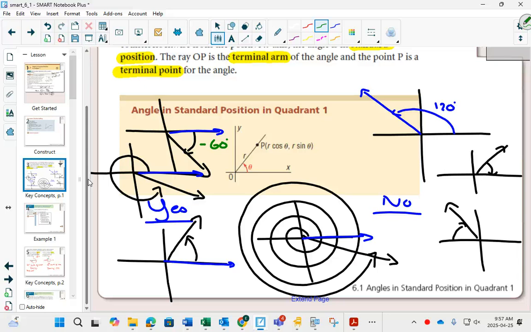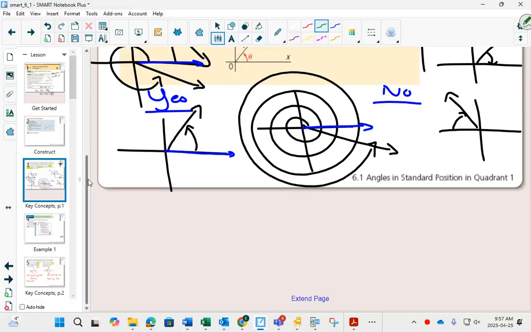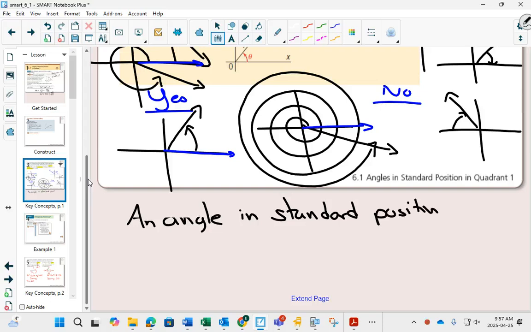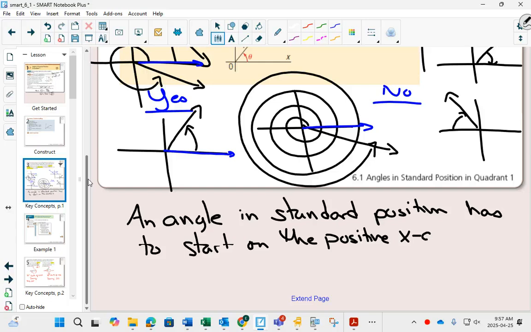So after drawing all of that, maybe we just write a little statement. An angle in standard position has to start on the positive x-axis, not the negative x-axis.